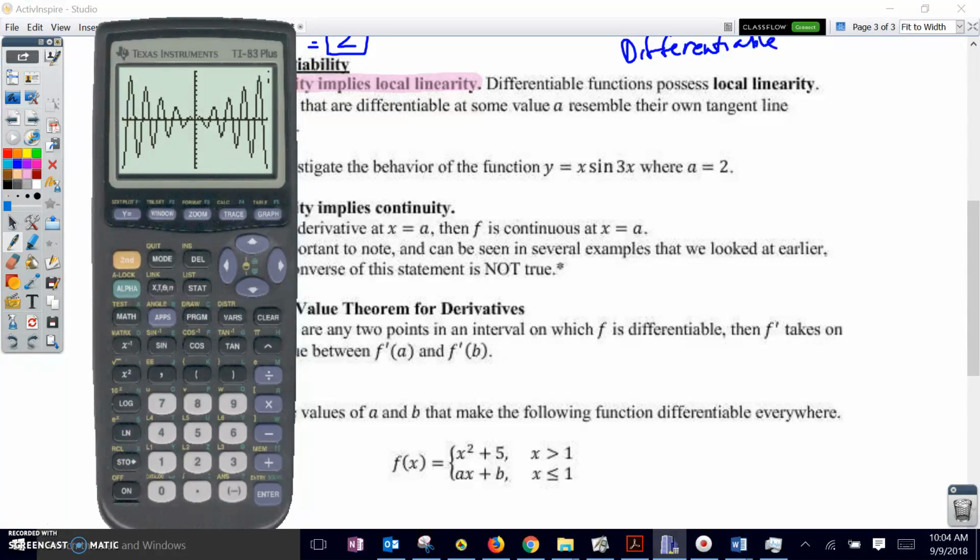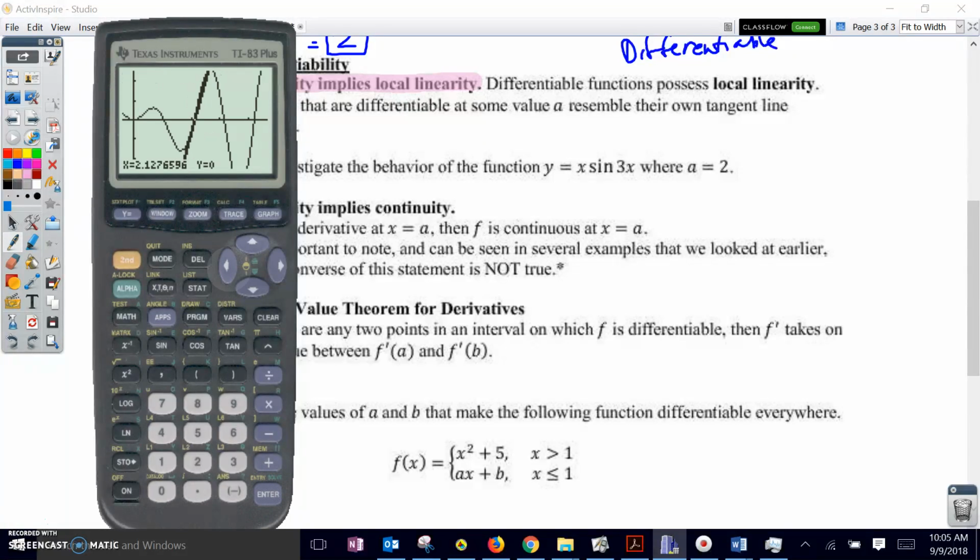Where are you? There you are. Alright. And if we zoom in on this close to 2, we can see the original curve, and we'll also see the tangent line. There it is. And you can see that the curve, as we get very close to where x is 2, really begins to resemble the tangent line.